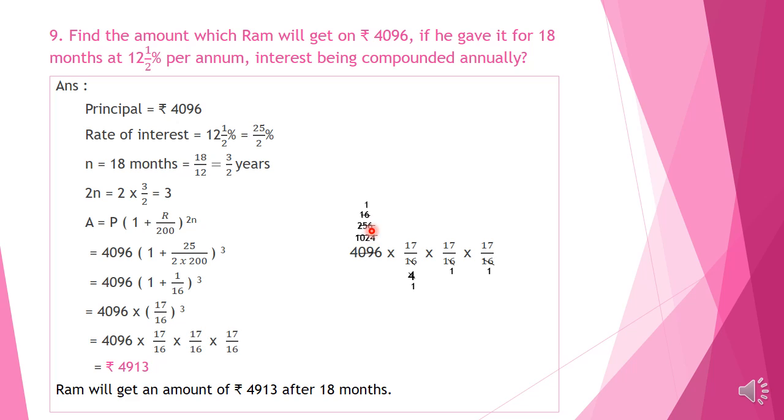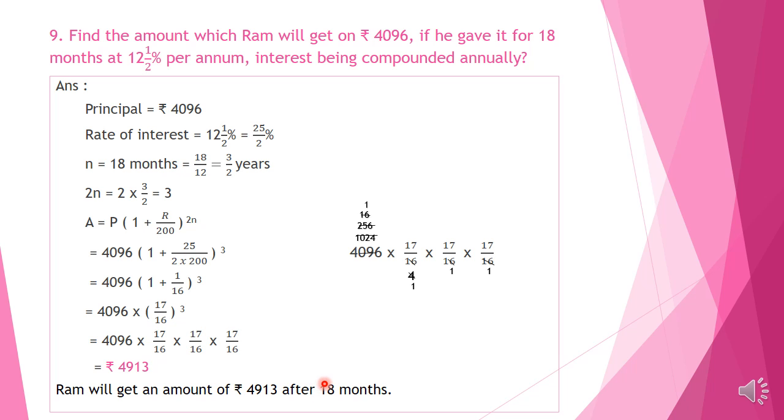24, we get 6 times. That way we get 256. Then 256 and this 16, I cut by 16. So we get here 1, and 16s are 256. Then we get 16 upside, and downside we have one more 16. We can cut these two 16s. Okay, by 60. Now we get 17, 17, 17. These three 17s multiplying, we get 4913. So Ram will get an amount of rupees 4913 after 18 months.